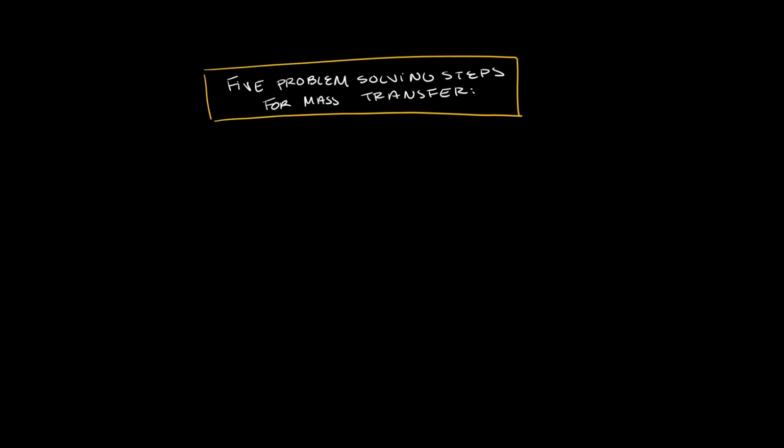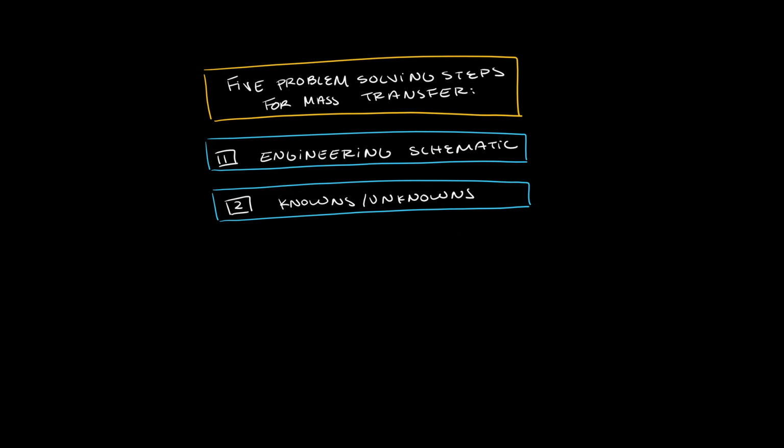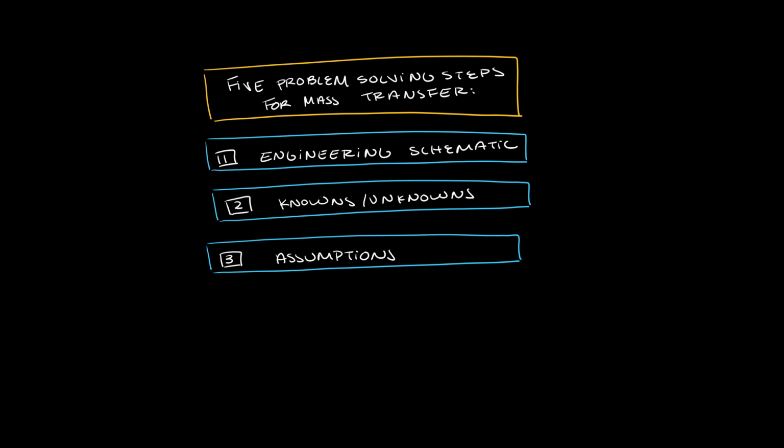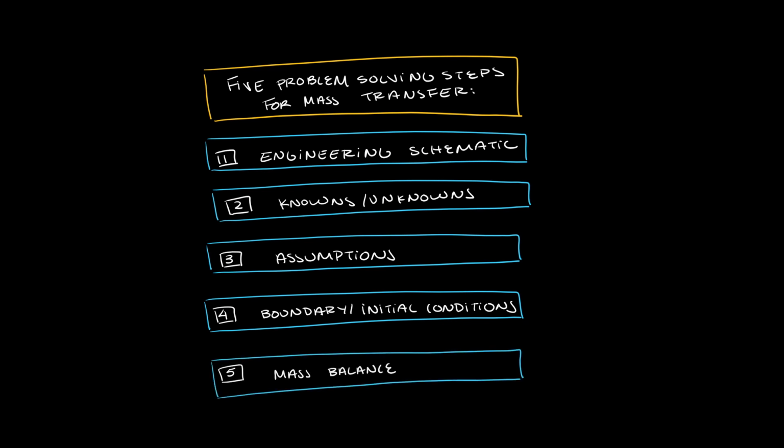In summary, the 5 steps to solving a problem in mass transfer are: 1. Draw your engineering schematic. 2. List the knowns and unknowns and categorize them. 3. List your assumptions. 4. Note the boundary and initial conditions. And 5. Perform a mass balance.